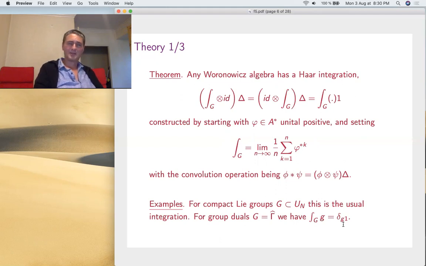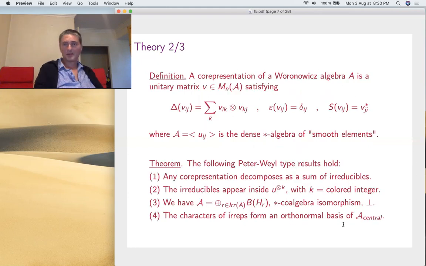No, 1 if G is 1, 0 otherwise. So yeah, this is very simple. Now once we have our integration, we can develop Peter-Weyl theory. So let's define a co-representation of a Woronowicz algebra, or representation of the associated quantum group.